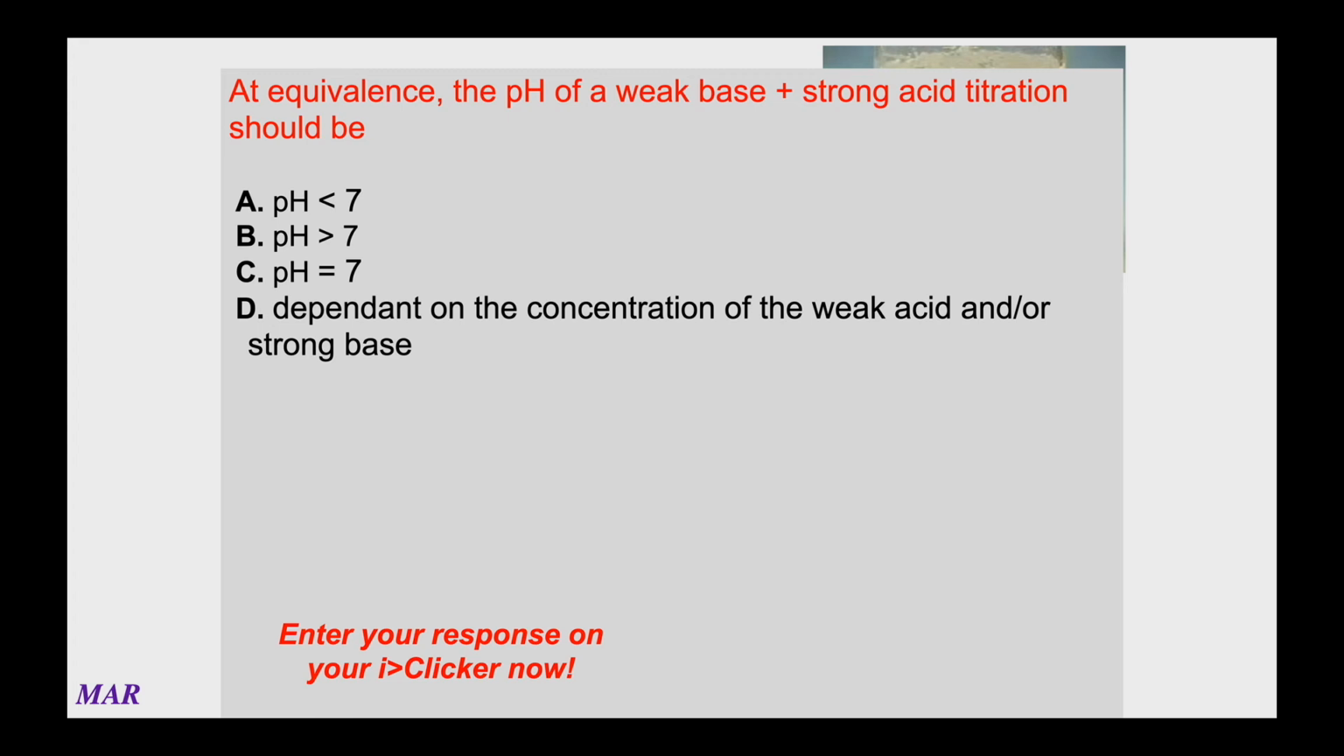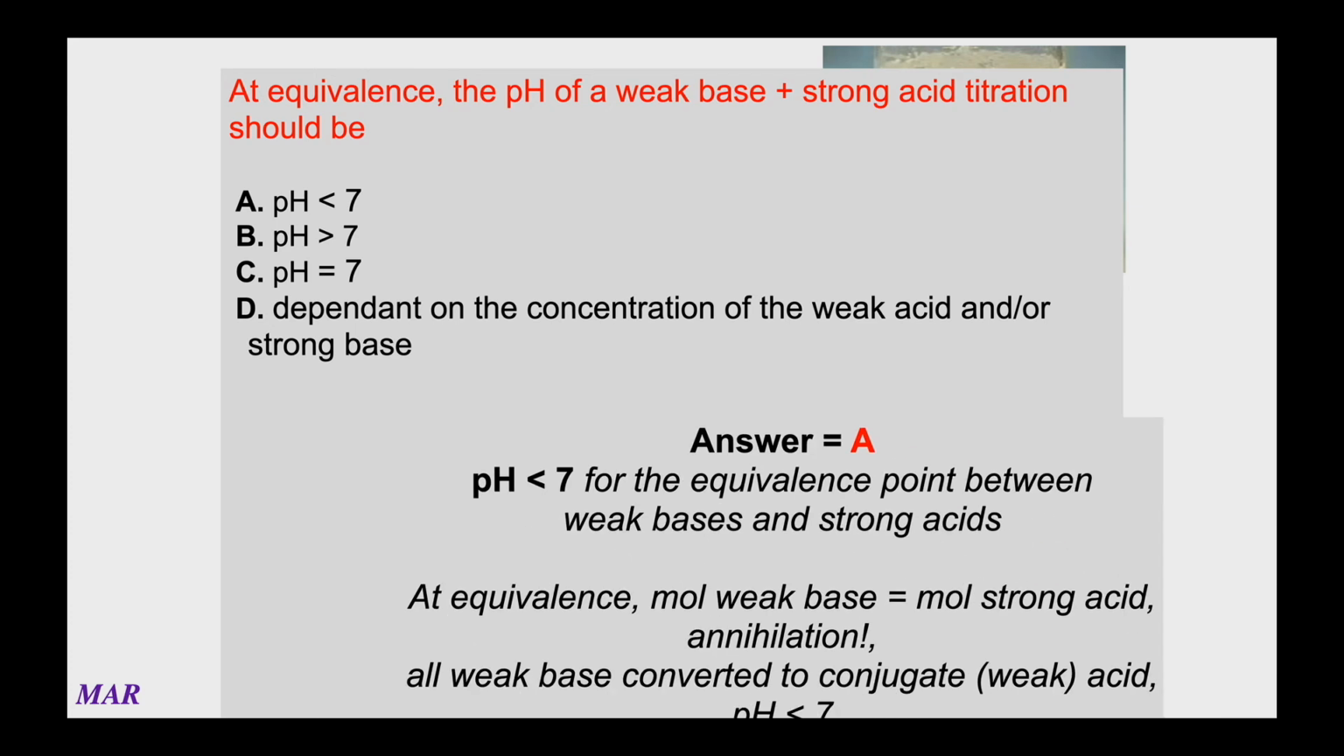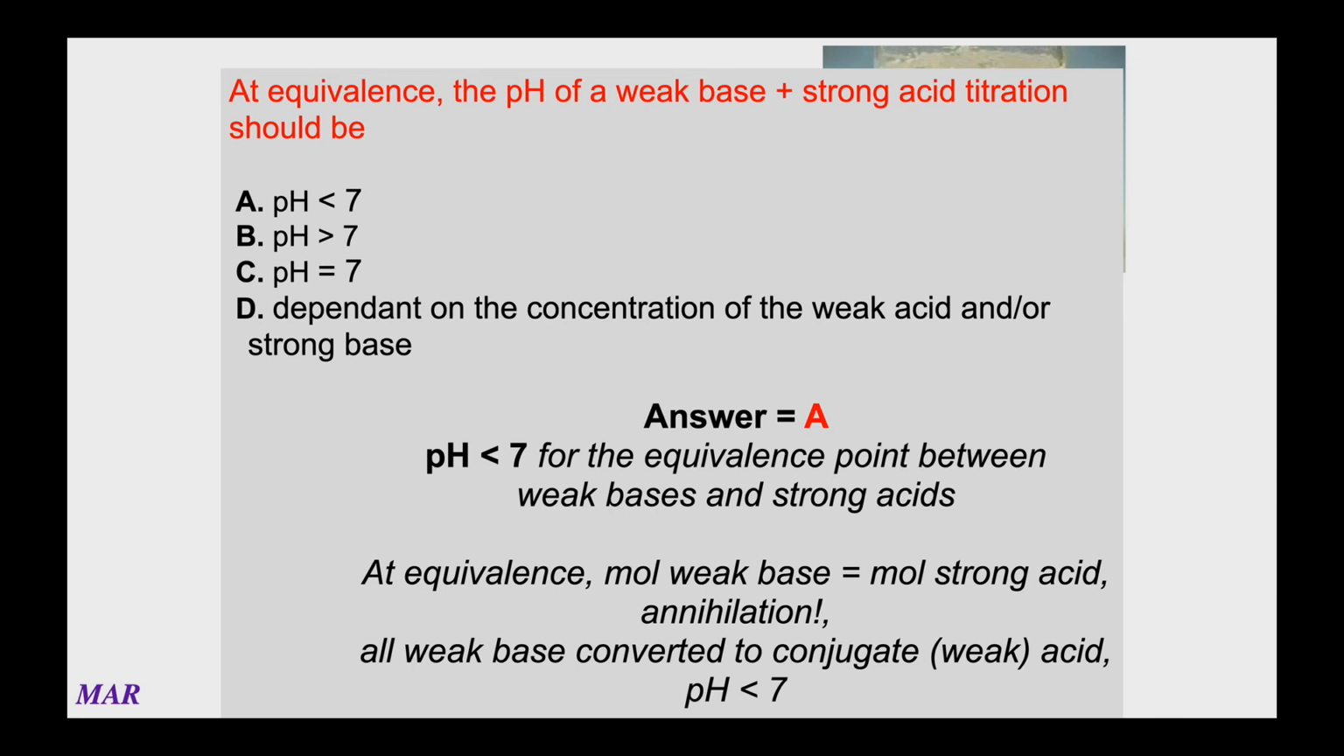Okay, this question is kind of similar to what we did earlier with the weak acid plus strong base. Remember that if you're at equivalence, the moles are equal. So moles of strong acid equal moles of weak base. So that means they've all wiped each other out. Strong acids and strong bases don't play well with others. But in the process of wiping out the weak base, a conjugate acid has appeared, and the moles of weak base will equal the moles of conjugate acid at equivalence. Well, acid means acid. That means pH is less than 7. So A should be the right answer.